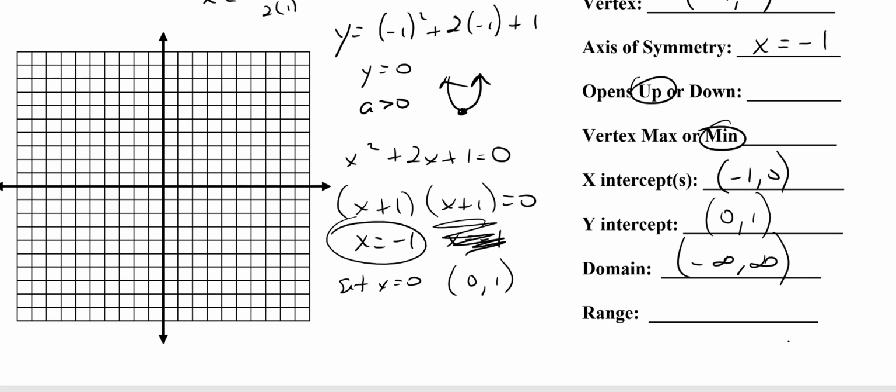Negative 1, 0 is the vertex. So (negative 1, 0). The x-intercept is (negative 1, 0). That's it. It's just one x-intercept. And the y-intercept is (0, 1). So that's all the points you have. But remember that the vertex is your low point or your high point. In this case, it's opening up. So that happens to be our low point. And so the graph looks kind of like this.